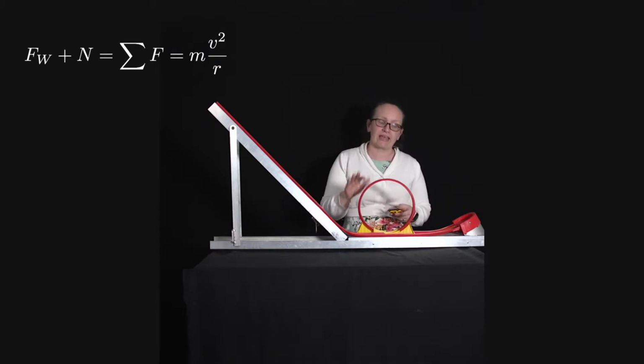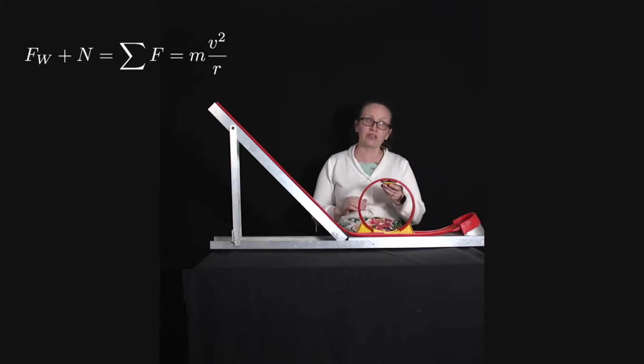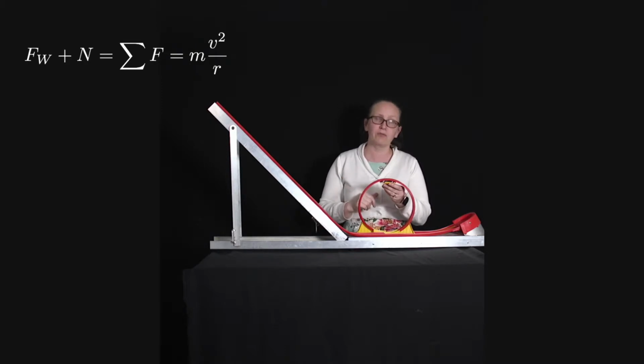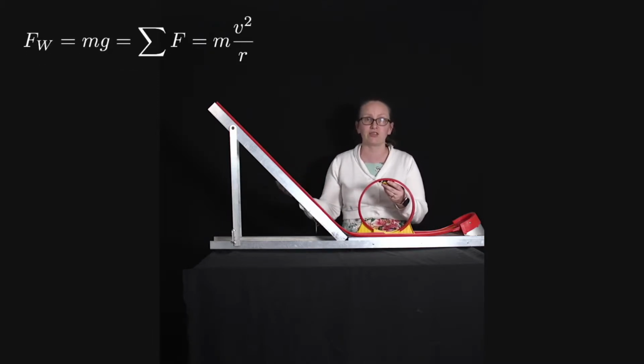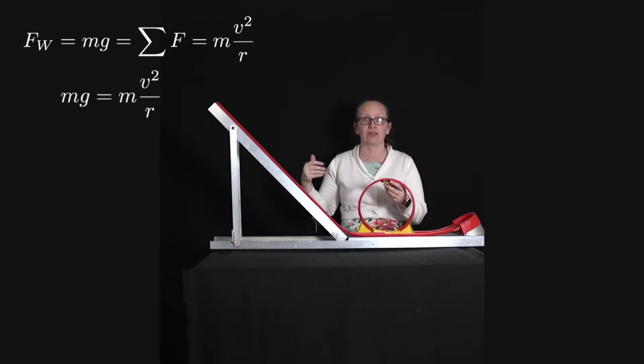Now for the borderline case where the car's just about to lose contact, that will happen when the normal force from the track on the car is equal to 0. So if the normal force is 0, then the net force acting on the car is just the weight force mg. So we've got the case that mg is equal to mv squared on r.